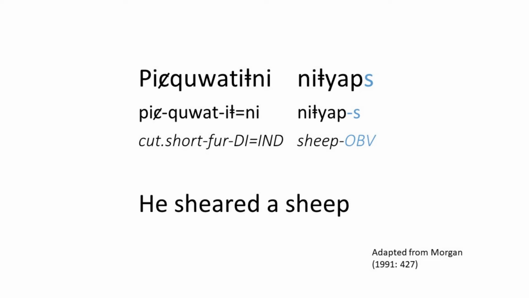In this sentence, the word for sheep, nichap, takes the obviate suffix s to show that it's not the main third person of the sentence. It's not the one doing the shearing. In a sentence with a human and an animal, the human is usually seen to be proximate, while the animal is usually seen to be obviate. This is how it tends to work in the Algonquian languages as well.